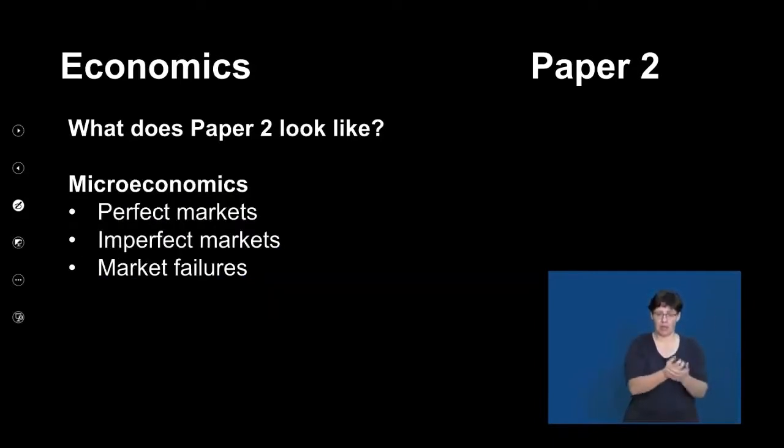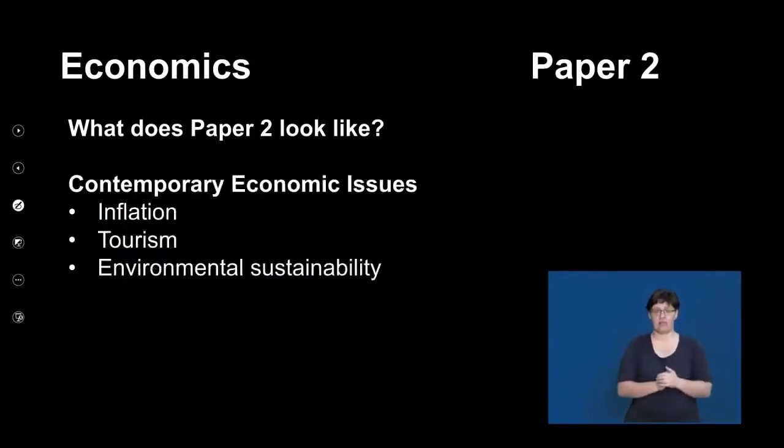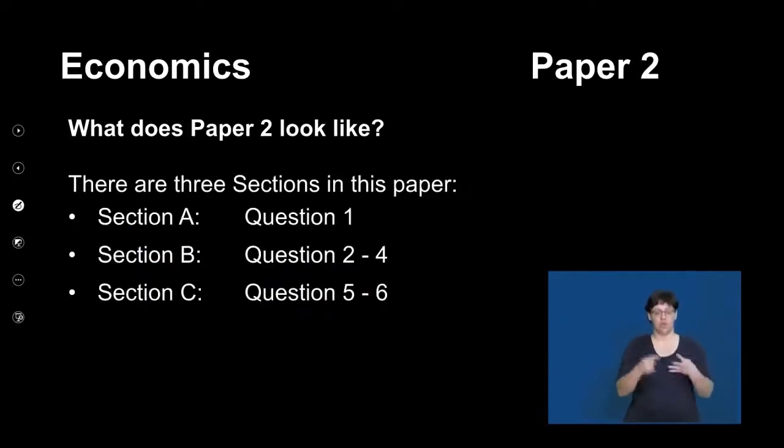Microeconomics has the following topics. We have our perfect markets, we have our imperfect markets, then we've got market failures. And then in our contemporary economic issues, we tackle inflation, we look at tourism, and then we also look at environmental sustainability. So these are the topics that you can expect in your Paper 2.